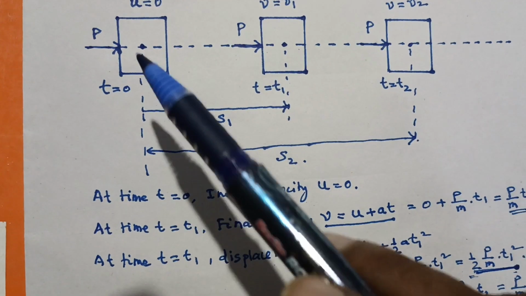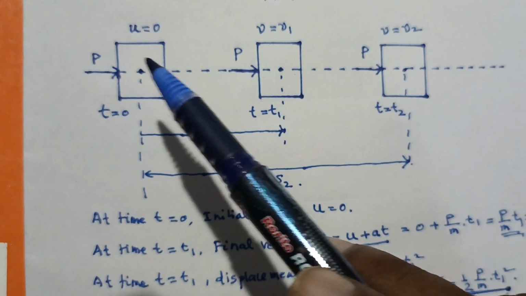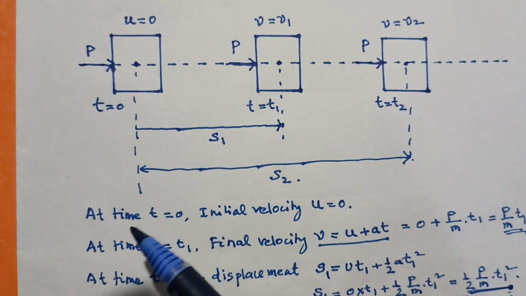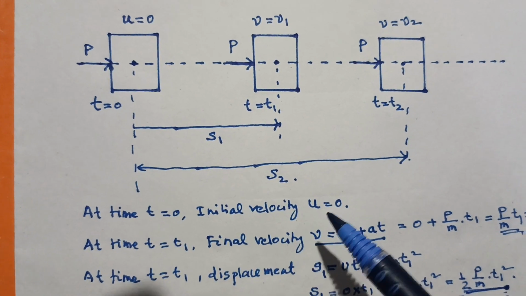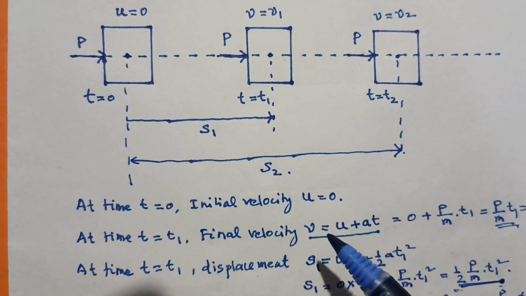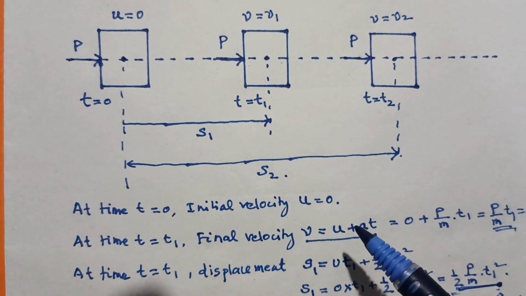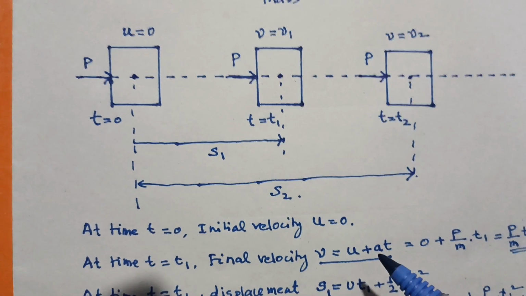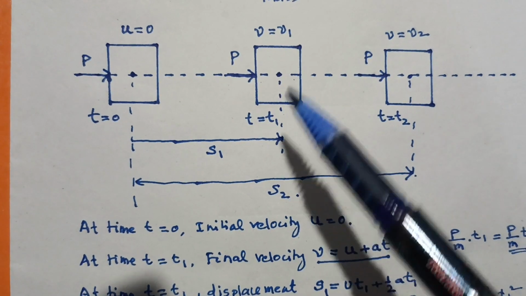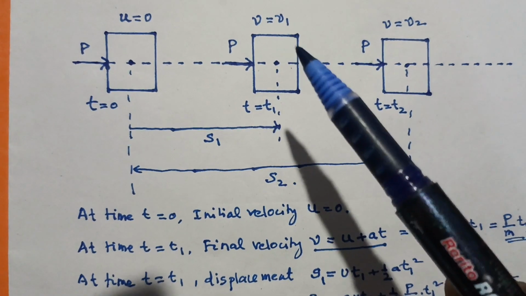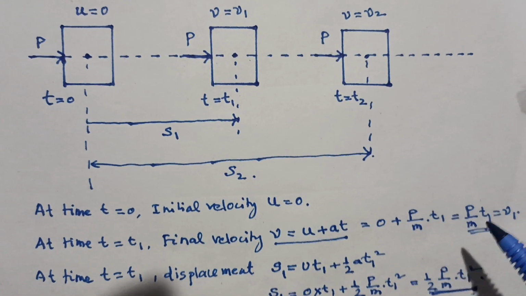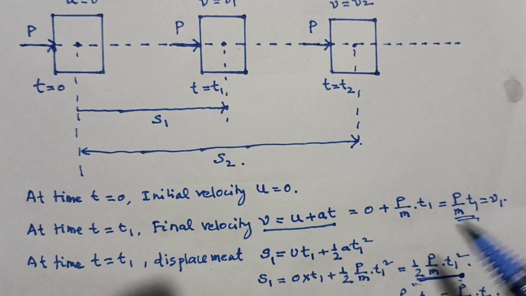Initially, when time is 0, the body was at rest, so u equal to 0. At time t equal to 0, initial velocity u equals 0. At some time t equal to t1, the final velocity v will be equal to u plus at, where u is the initial velocity, a is the acceleration and t is the time. So when the body is at this point at time t1, the velocity v1 will be 0 plus P by m into t1, which is P by m into t1.